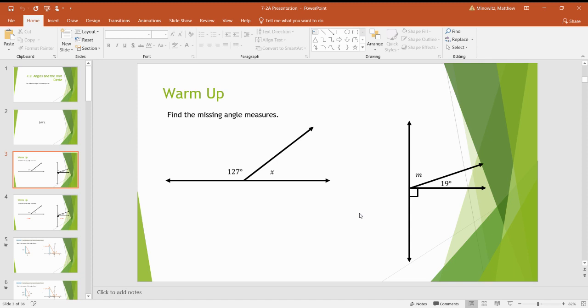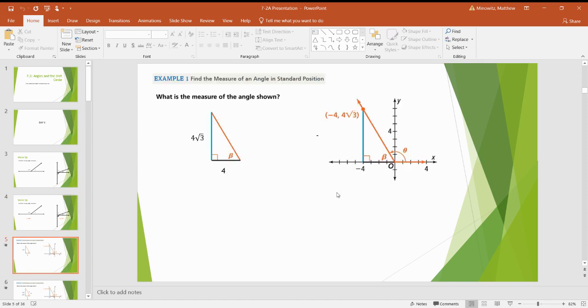Okay, so hopefully you noticed that these two angles make a straight angle. So 127 plus x is 180. They're supplementary. So x has to be 53 degrees. And then 19 and m are complementary, which means they add up to 90, which means m has to be 71 degrees. We're going to use these concepts today on the unit circle to find missing angle measures and find angle measures that have the same sine and the same cosine.